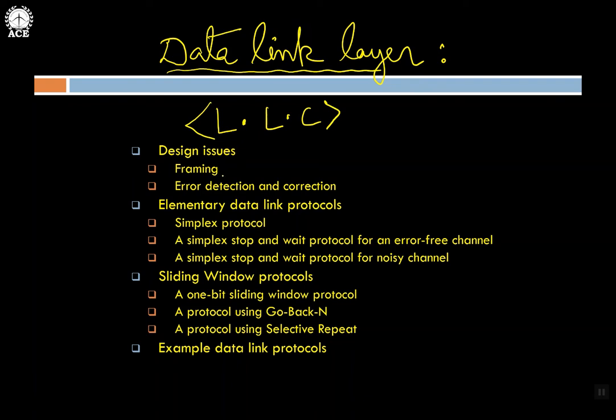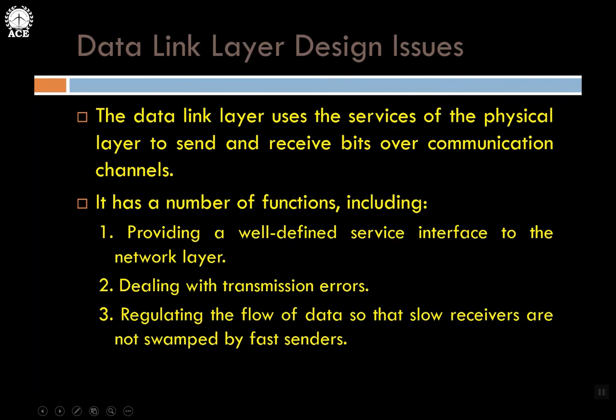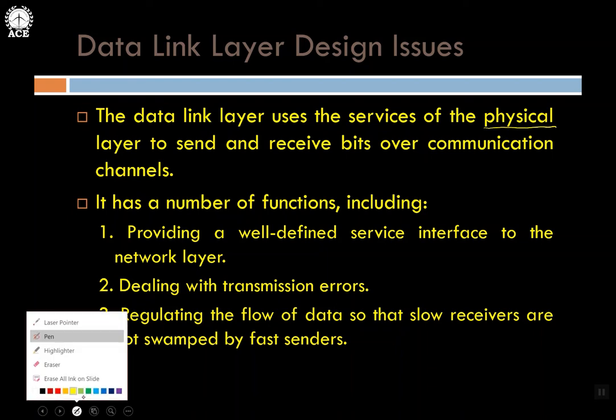As I mentioned in my earlier video, the important functionality includes framing, error detection and correction, elementary data link layer protocols for achieving this functionality, and there is another set of protocols called sliding window protocols. So that is the learning objectives of this particular chapter. This is a summarized discussion of what I discussed in my earlier video. The data link layer uses the services provided by the physical layer and renders services to the network layer.